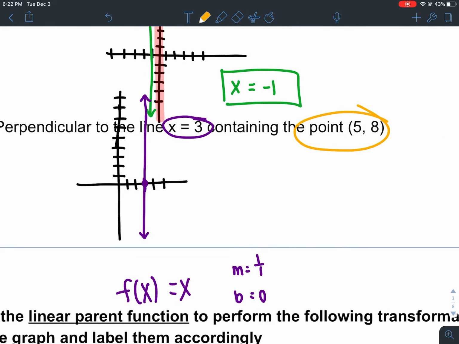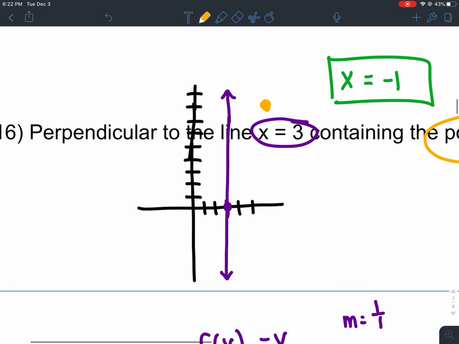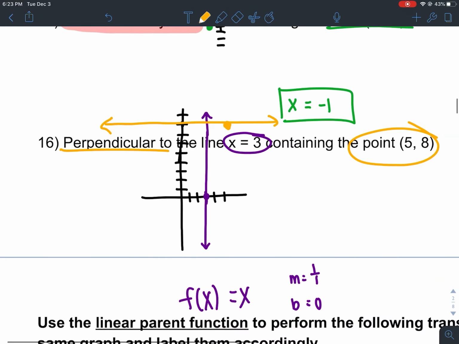And then I'm going to plot the point 5, 8. 5, 1, 2, 3, 4, 5, 6, 7, 8. That's right here. Get rid of that last graph so I have some more room to see this. Okay. So 5, 8 is that orange dot right there. I want it to be perpendicular to that purple line. Okay, perpendicular, so I want it to cross. I don't want it to be parallel. So I'm going to have it go side to side, a horizontal line.